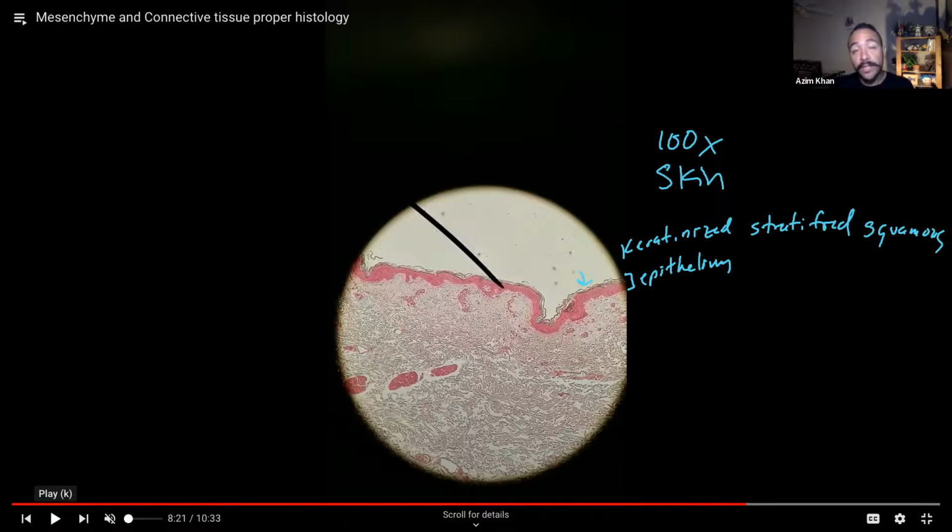Remember what I said? What type of connective tissue do we have just deep to epithelium? Do you see this layer right here? It's a little bit different from below the line that I'm making and above the line. This range right here. It's kind of light, kind of boring looking. This is areolar connective tissue.